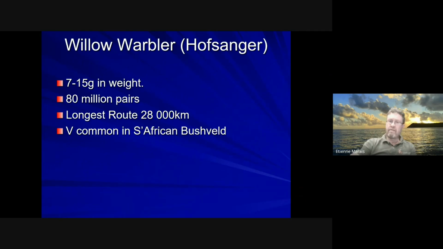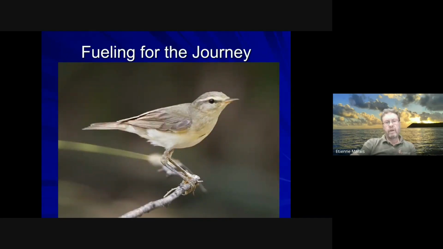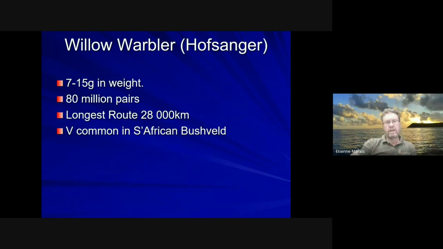Well, actually, yeah, the evidence says they do. So we have to change our theories and change our perception. The willow warbler is our smallest Palearctic migrant in southern Africa. Weighs from 7 to 15 grams, about 80 million pairs. The longest route from South African Cape to Siberia is about 28,000 kilometers round trip.